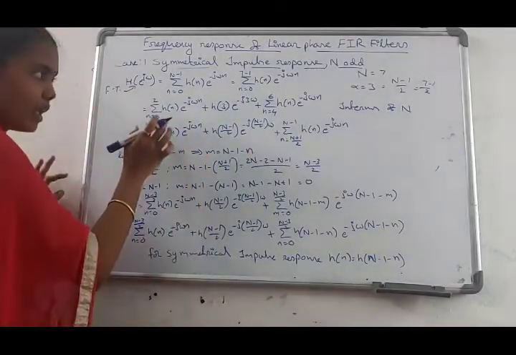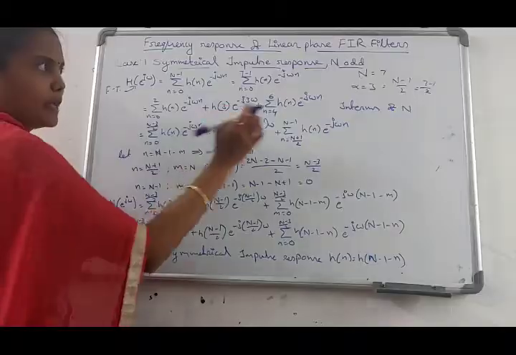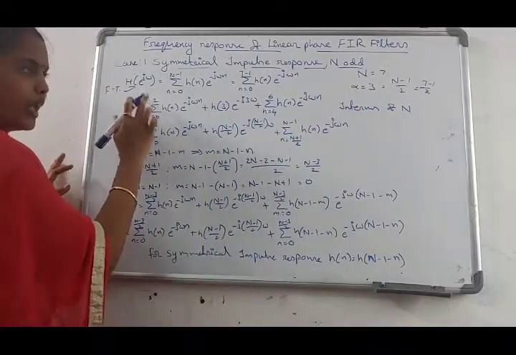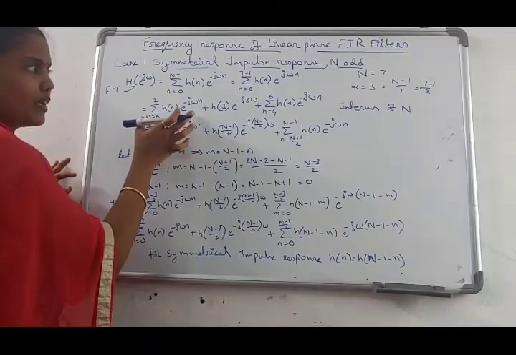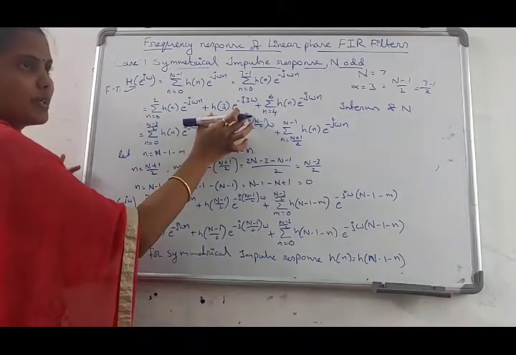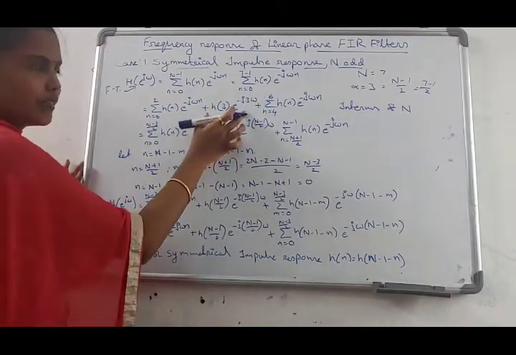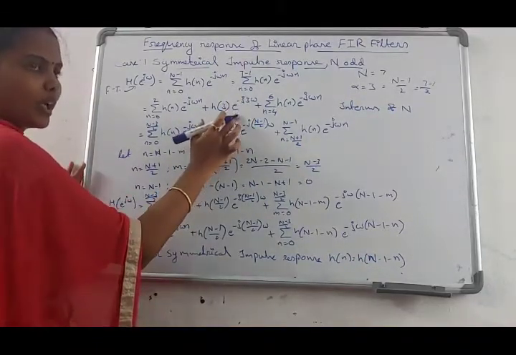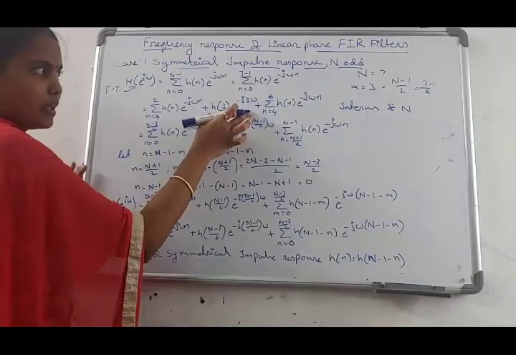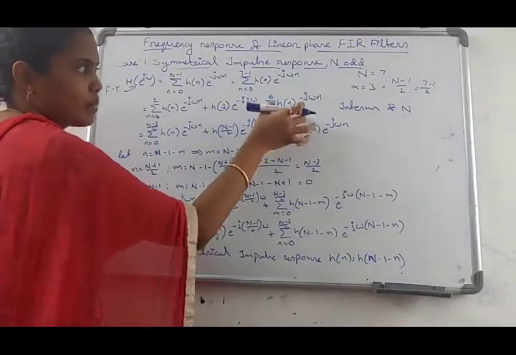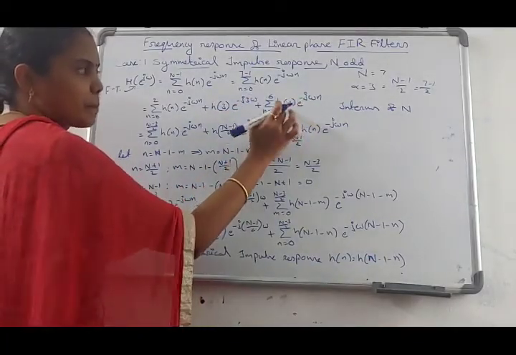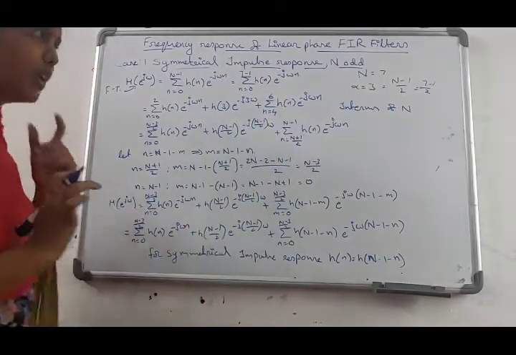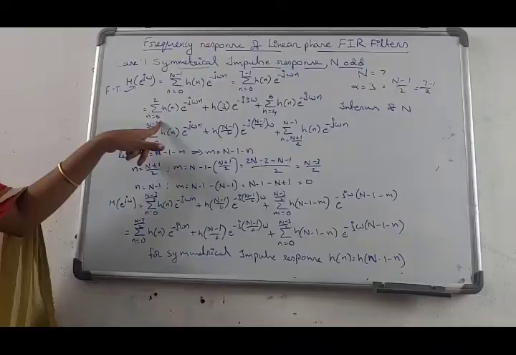Now I am expanding based on the center of symmetry. Summation n equal to 0 to 2 of h of n e power minus j omega n is one term. And the center of symmetry is at which number? 3. h of 3 e power minus j 3 omega. So I am writing this separately. Plus summation n equal to 4 to 6, the remaining terms, h of n e power minus j omega n. So this first part is 0 to 2.